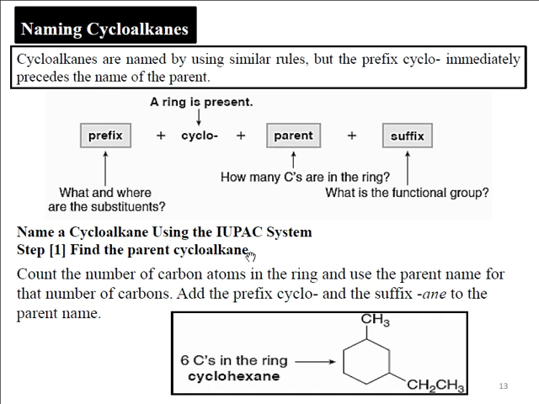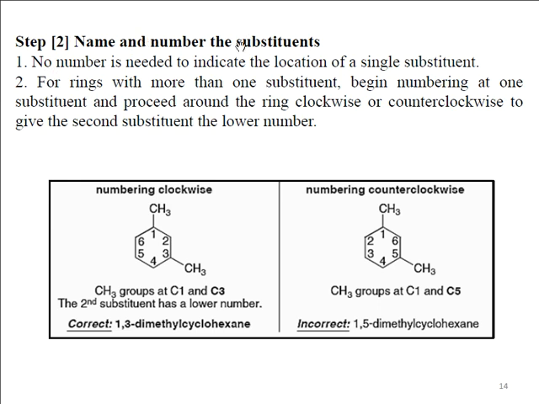Naming a cycloalkane by using the alkane system. Find the parent cycloalkane. Where is the main cycle in this compound? The main or parent cycle is this one, 1, 2, 3, 4, 5, 6: it is cyclohexane. Count the number of carbon atoms in the ring and use the parent name for that number of carbons: for 3 carbons propane, butane, hexane, pentane, like that. And add the prefix cyclo and the suffix ane. Why ane? Because it is saturated, it is an alkane. Cyclohexane, cyclopentane, as the parent name. Step number 2: name and number the substituents.